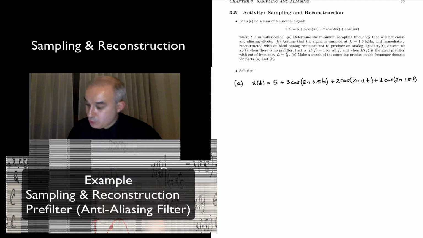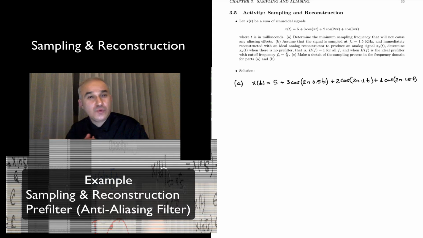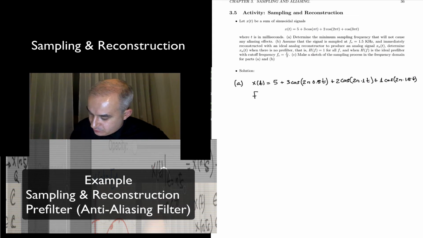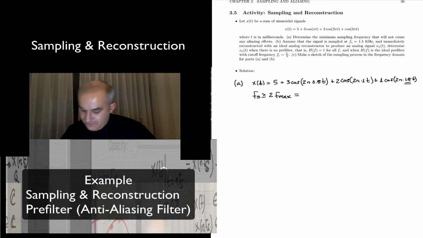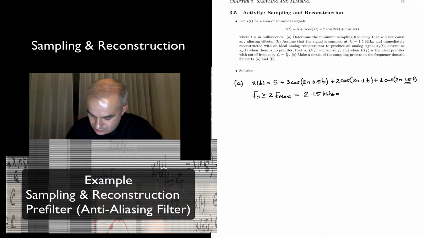And so, the minimum sample frequency that will not cause aliasing. Remember the problem of aliasing, where we are not going to be able to reconstruct. So for that we need to meet the sampling theorem. Fs needs to be greater than or equal to 2 Fmax. What is our maximum frequency in this case? It is 1.5. Oh, sorry, this was in milliseconds, so these are all kilohertz. Okay, so this is 2 times 1.5 kilohertz, or 3 kilohertz.